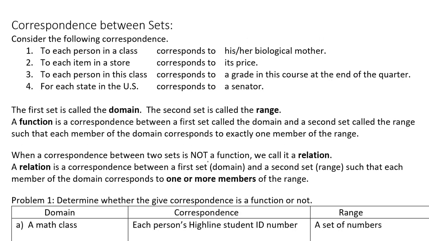So correspondence between sets will take place with a set of people. If you have a class full of people, each person should correspond to the mother who had that child. Now, there could be two people in a class with the same mother, and that's okay. But you can't have two biological mothers for one specific person in the class.